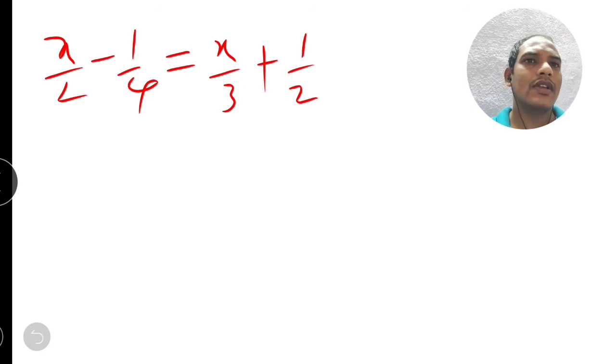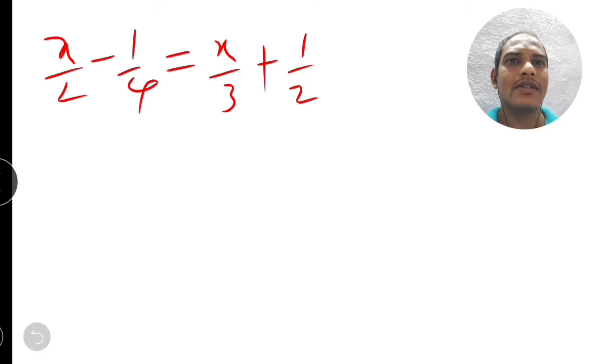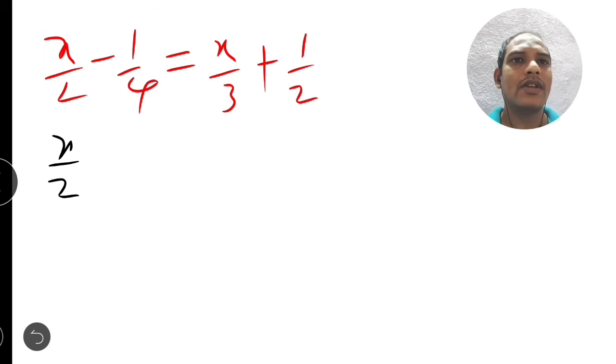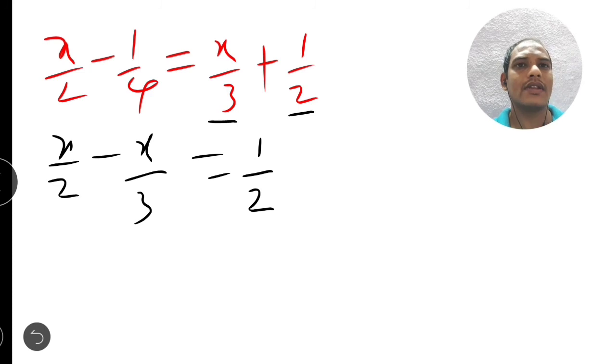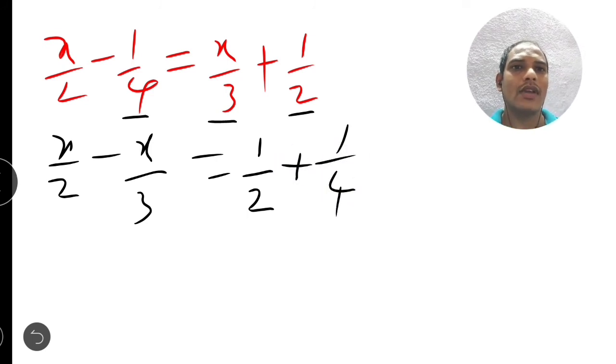So observe the question, here the variable is in the LHS and RHS. So that is why write variable LHS side and constants RHS side. LHS side already one variable is there, that is x by 2. One more variable is x by 3, so transpose to RHS side, then it is equals to minus x by 3. Next, constant numbers: 1 by 2 is a constant number. First we have to write the RHS side constant number. Next, LHS side constant number minus 1 by 4, so plus 1 by 4.